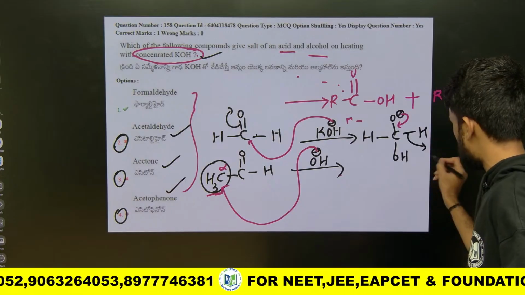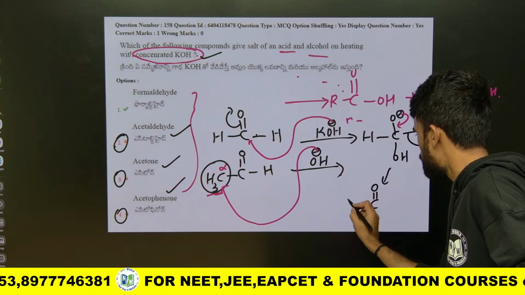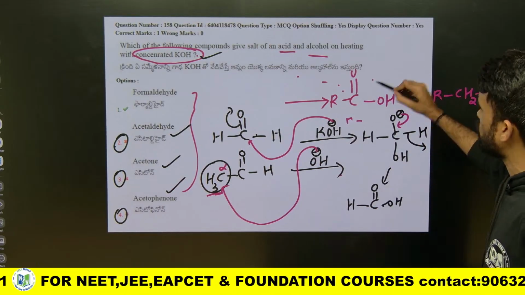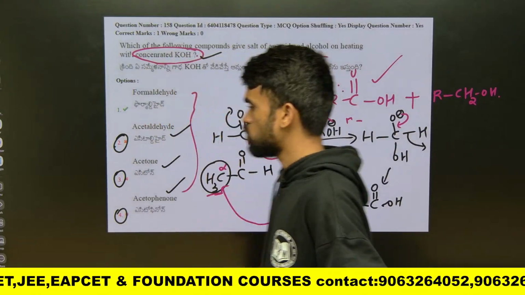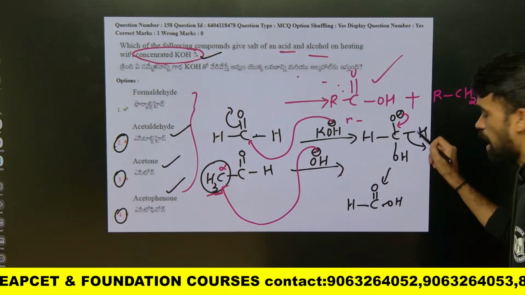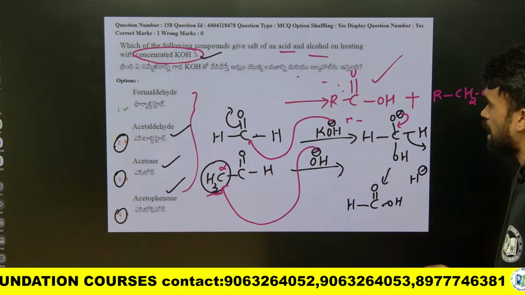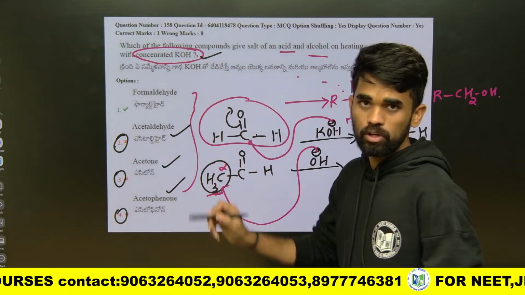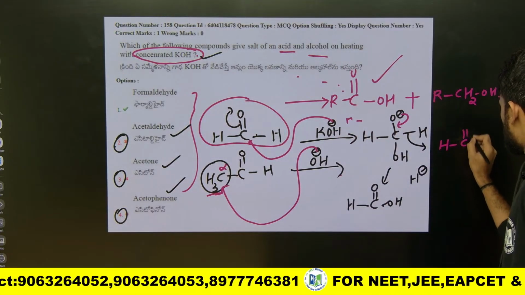So what is coming out? We get a hydride ion outside, and the remaining part is a carboxylic acid like this. The acid formed here is formic acid. Along with that, the hydride ion comes out. This hydride ion will react with one more molecule of formaldehyde, so I am writing one more mole of formaldehyde here.